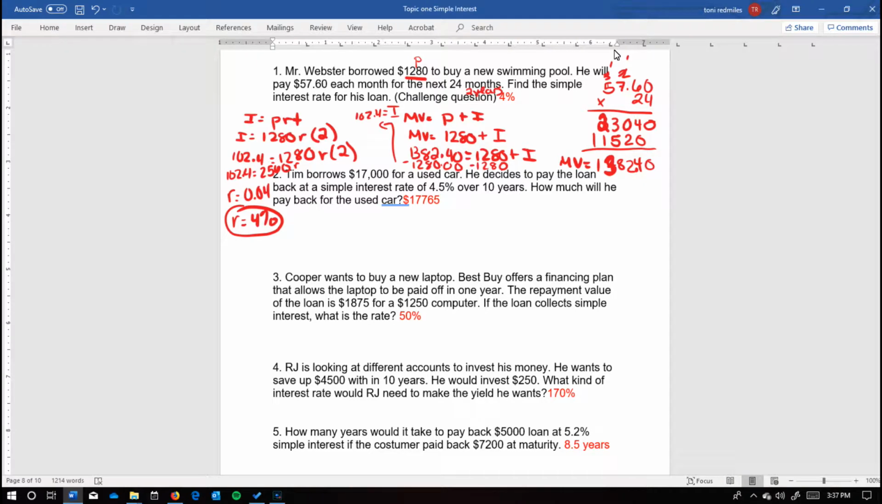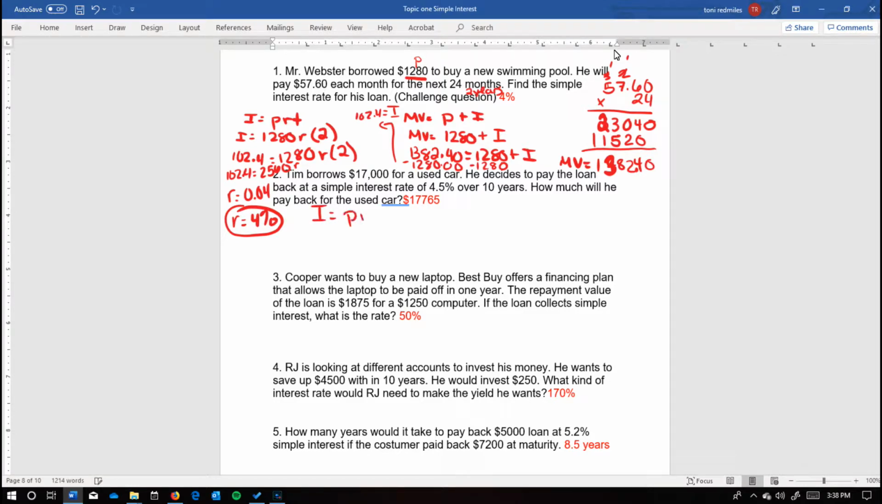Okay, Tim borrows $17,000 for a used car. Ooh, that is a pretty expensive used car. He decides to pay the loan back at a simple interest rate of 4.5% over 10 years. Usually they do not give 10-year car loans, let me tell you. But sometimes you can get one. How much will he pay back for the used car?